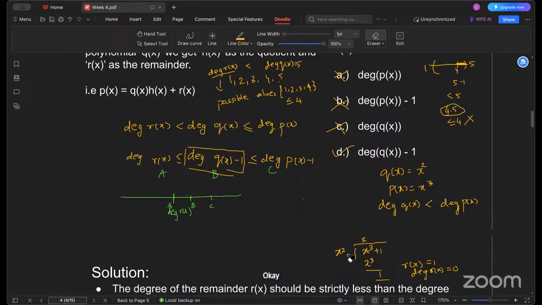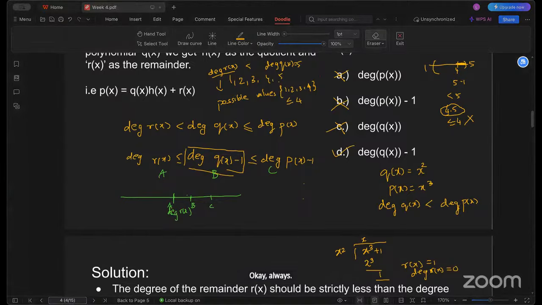So that's why here it is a strict inequality. Now I want to understand what is the relation between the degree of r of x and the degree of q of x minus 1. Here it cannot take the value of degree q of x, but it can take degree q of x minus 1. So I am taking less than or equal to degree of q of x minus 1. That was only a concern. Is that clear? Any other questions?